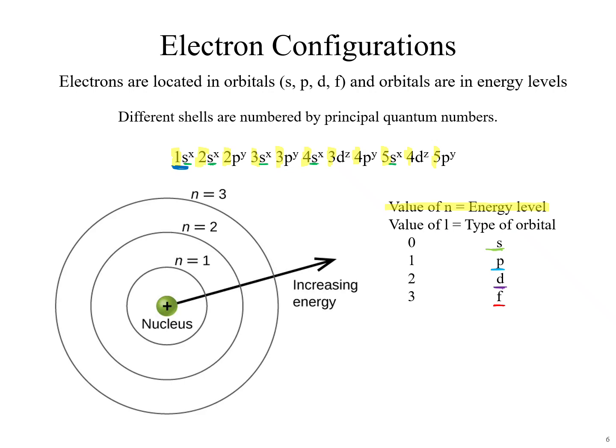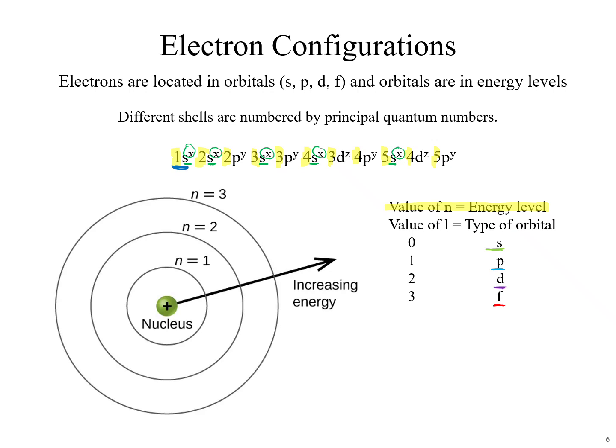S orbitals we have on the first energy level, second, third, fourth, and fifth energy level. In all energy levels that we have listed, we're going to have s orbitals. I have a letter, right? I have one s^x, and you can see that everywhere that I have an s, I'm using the same letter x for all of them.